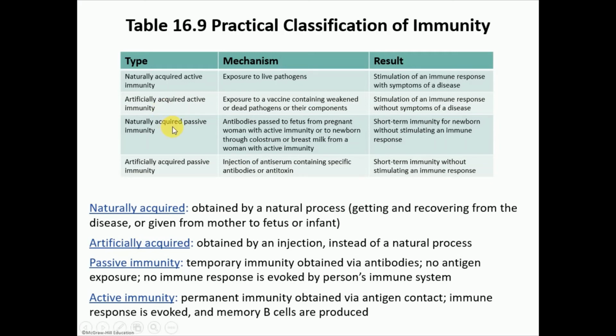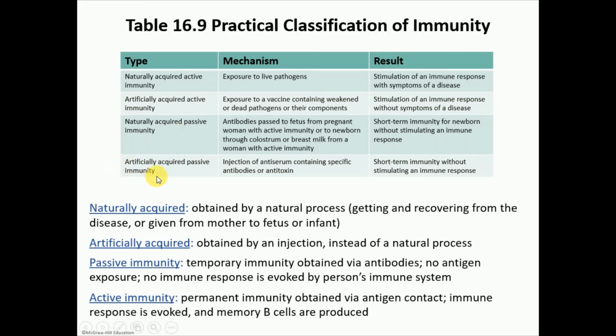In naturally acquired passive immunity, the antibodies are just passed on from mom to the fetus, or through the breast milk. Colostrum is that very first part of breast milk, the very first day or two of breastfeeding. Those are very rich in antibodies. That will provide short-term immunity up until the baby's immune system is up and running. It will provide passive immunity because those antibodies were pre-made by mom.